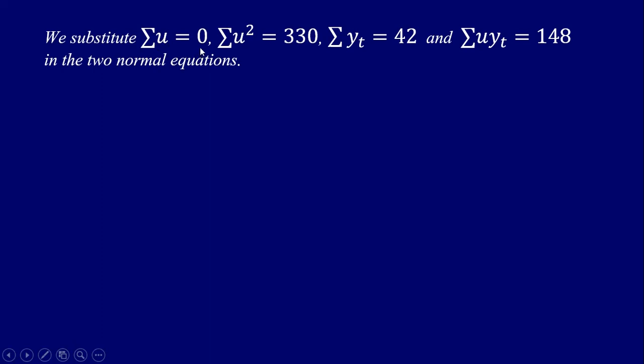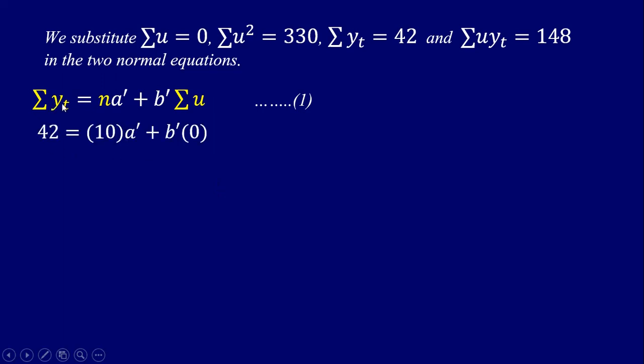So we use these four values in the normal equations. We substitute summation u equal to 0, summation u square is equal to 330, summation yt is equal to 42, and summation u yt is equal to 148 in the two normal equations. Now the first normal equation is summation yt is equal to n into a dash plus b dash into summation u. So summation yt is 42, n is 10, summation u is 0. Since summation u is equal to 0, this makes our calculation very easy. We get the value of a dash directly: a dash is equal to summation yt upon n.